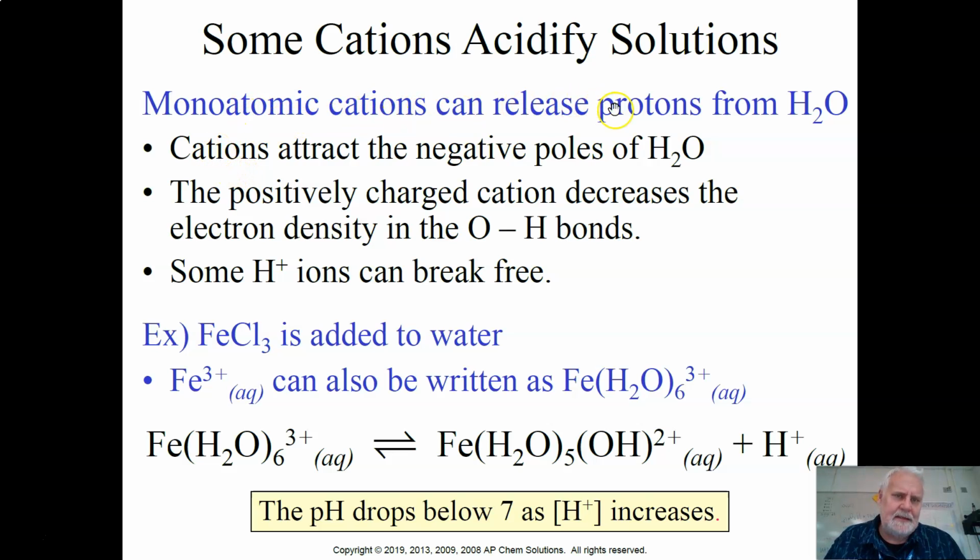Monatomic cations can release protons from the H2O. Cations attract the negative poles of the water, and then the positively charged cation decreases the electron density on the OH bonds, and some of the H plus then can break free. So, for a moment, you could have that OH and H compound.